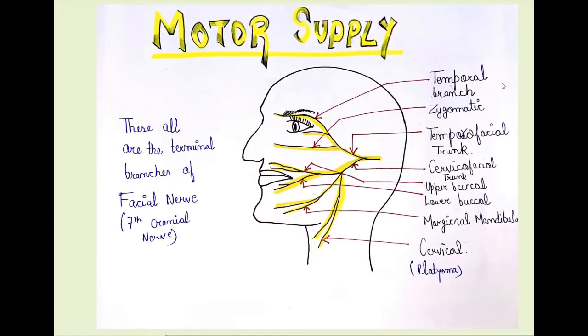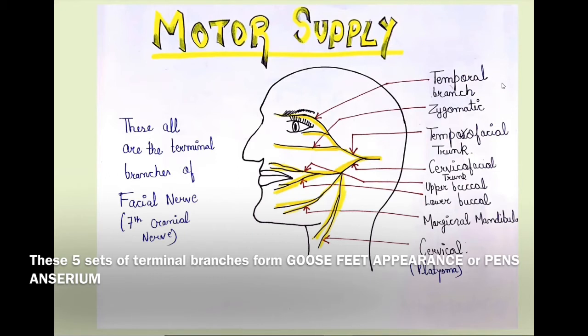Now talking about the motor supply of your face. The motor supply of the face is supplied by the seventh cranial nerve, that is the facial nerve. The facial nerve comes out of the parotid gland and gives its five terminal branches just in front of your ear. So let's see what all those branches are.